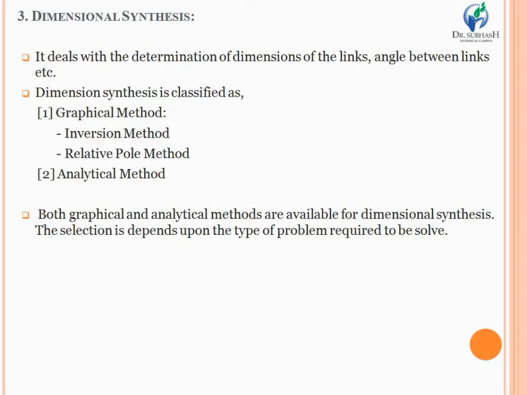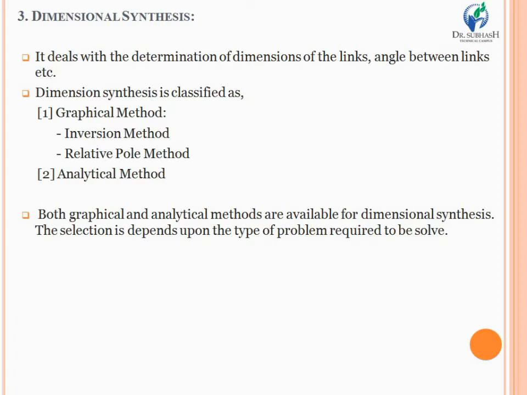As already discussed earlier, in case of dimensional synthesis, you just have to determine the dimensional parameters of various links of a particular mechanism. The dimensional parameters may be the angles, the distance, the diameter, the width or thickness, whatsoever. So dimensional synthesis purely relates to the determination of various dimensions of links, angles between the links, etc.